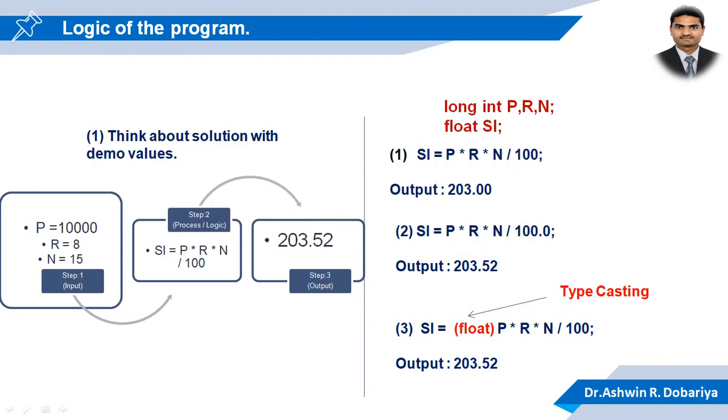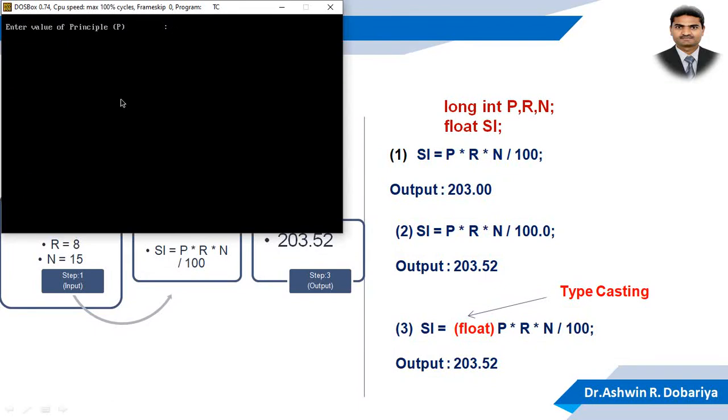Let's see the program. We will input the same values over here: 10,000, 8 and 15. So suppose the principal is 10,000, then the rate of interest is 8, and suppose the total number of years is 15. Here it displays this value.